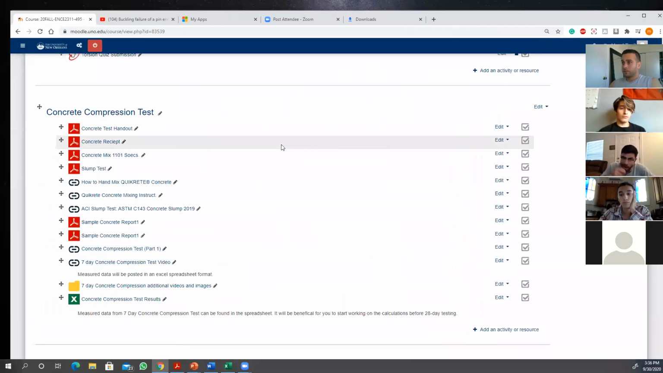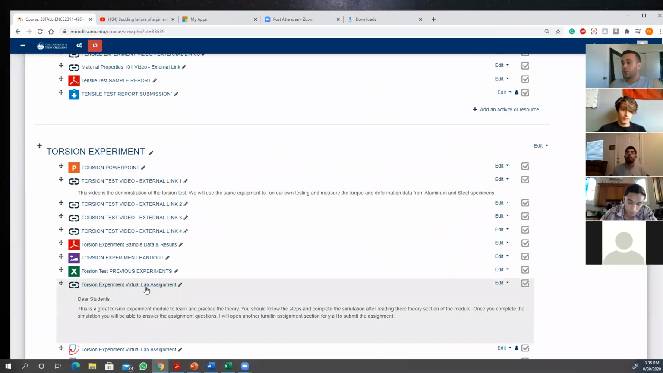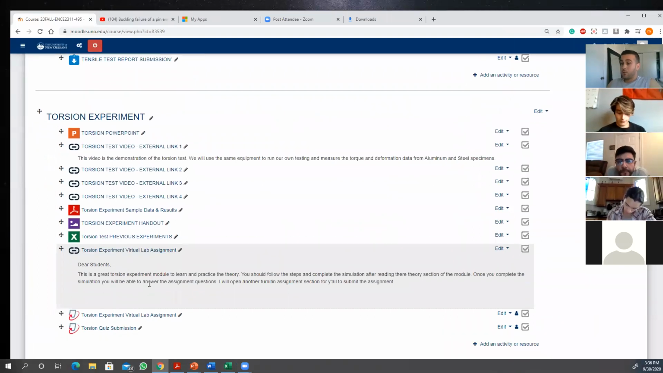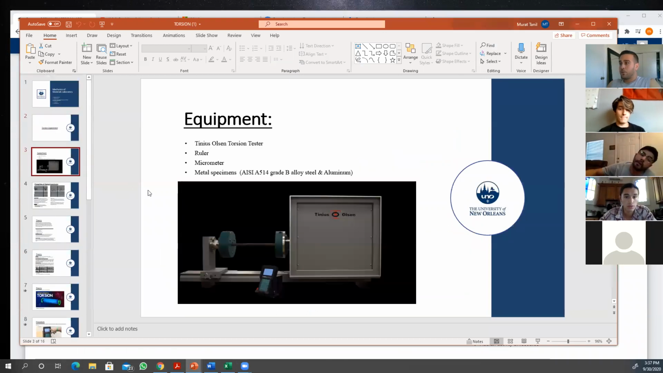Now we can look at the torsion. So the only reason I didn't do the torsion because I already had found a virtual simulation, and we're gonna go to virtual simulation step by step. I will explain what you were supposed to do and what you were supposed to submit. You have your PowerPoint. You should have started from PowerPoint first, then go to the virtual lab assignment. So this PowerPoint basically was developed for you to understand what type of equipment we are using for this type of experiment.